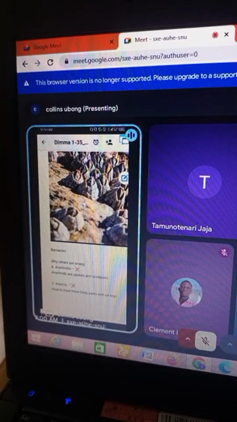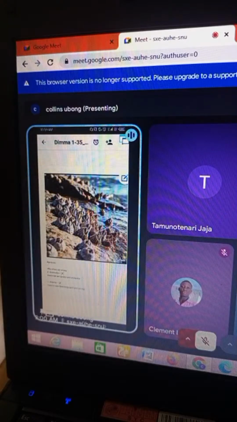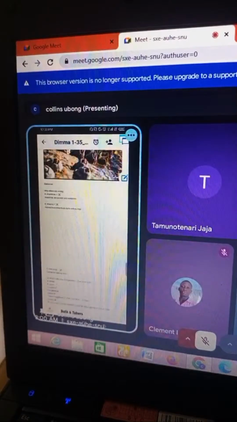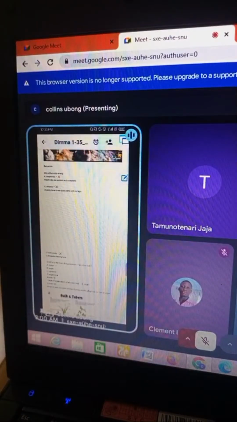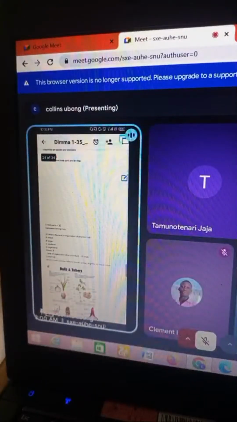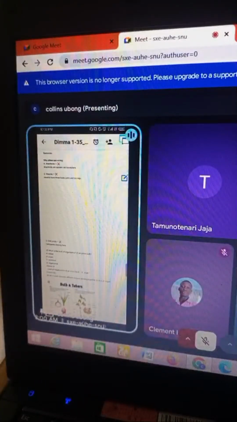Now, why are others not correct? Arachnids are spiders and scorpions. That's the example. Spiders and scorpions. Insects have 3 body parts and 6 legs. So that's why it doesn't fall in that category. And then Chilopoda, centipedes belong here.